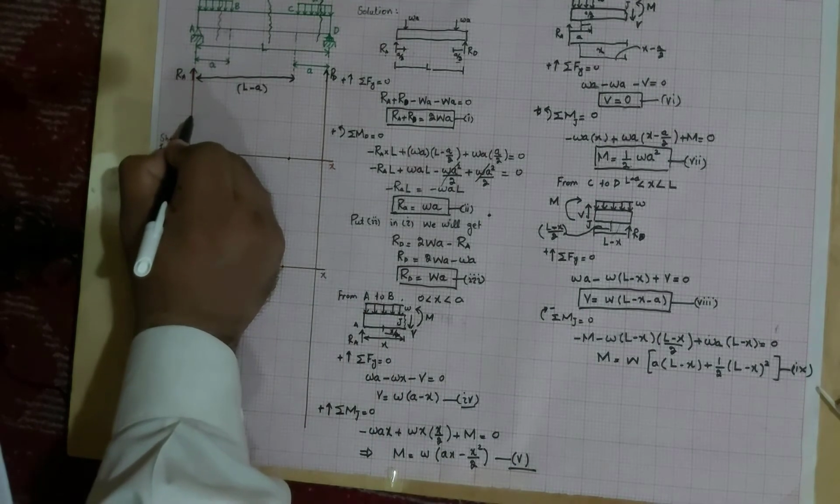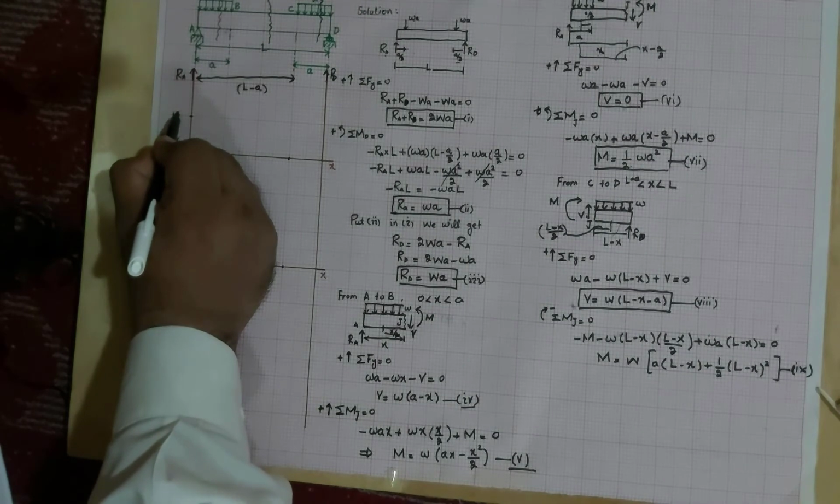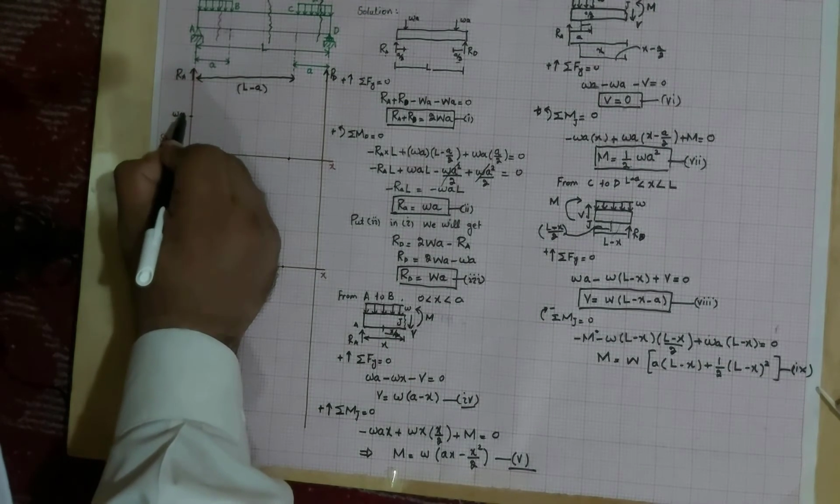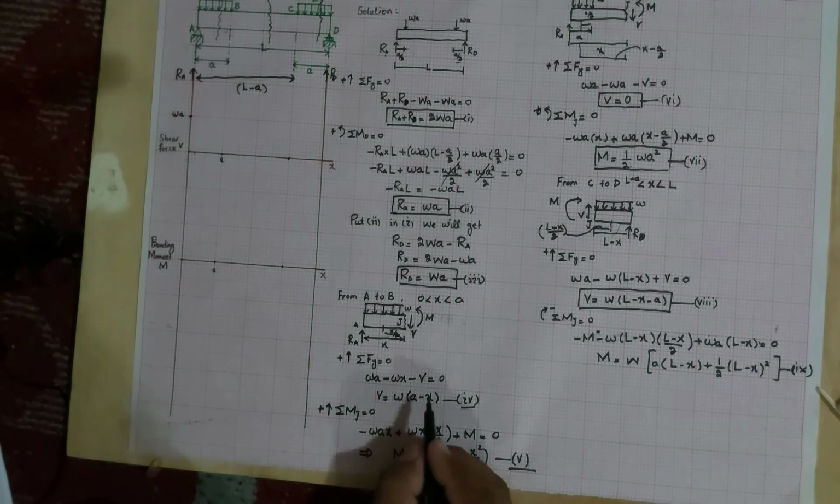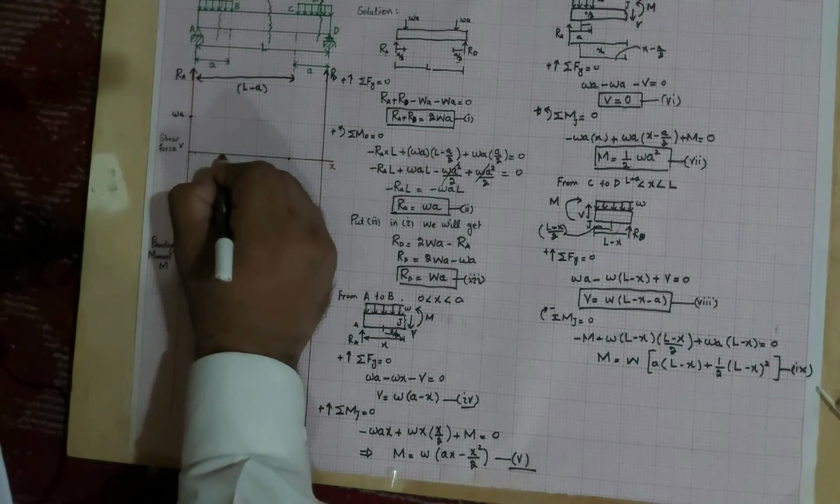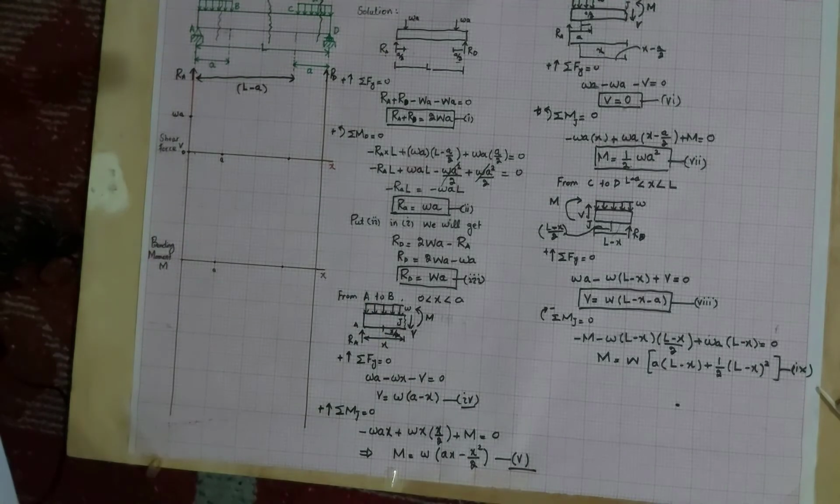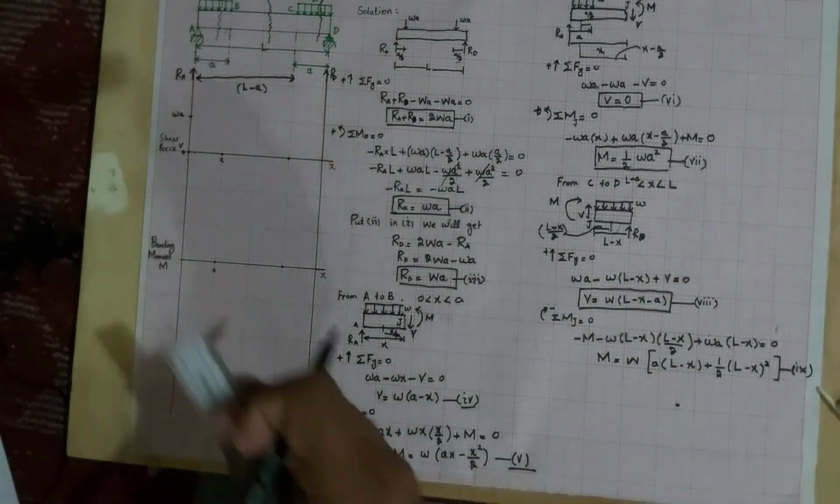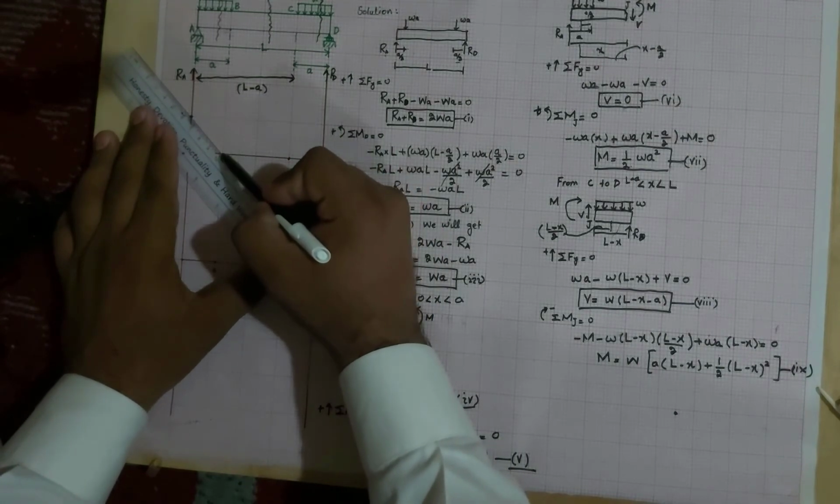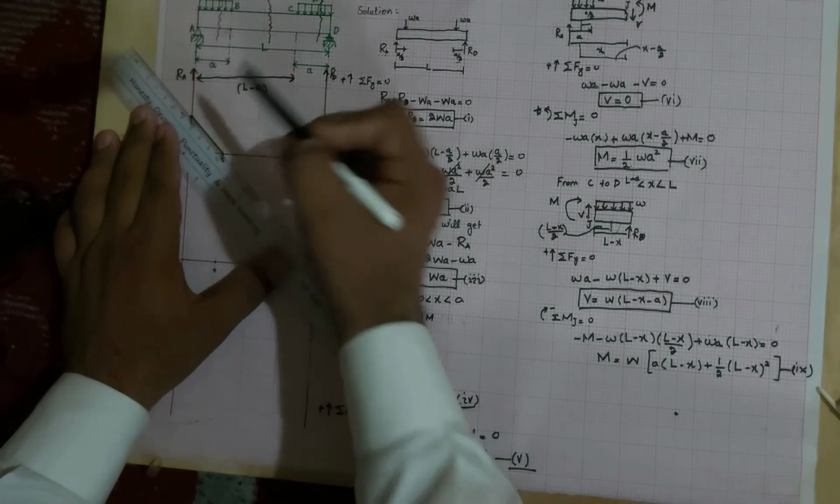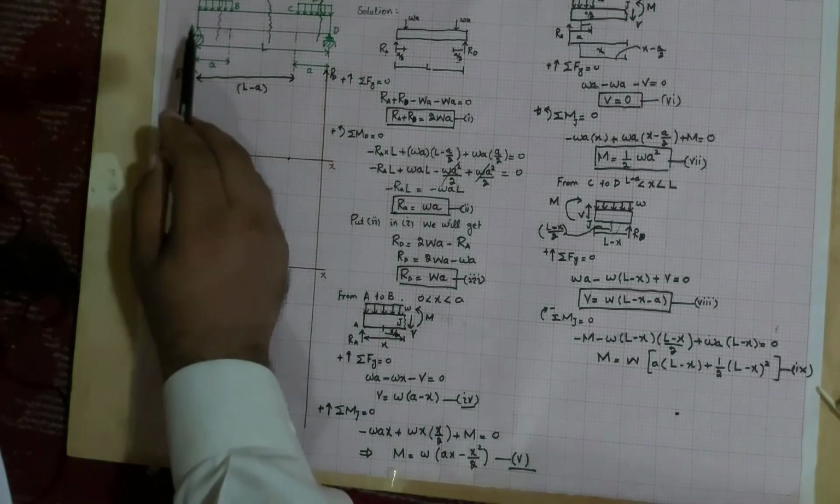If you have proper values, you can plot it correctly. Let this point be WA. So for x equal to 0, V is equal to WA, which is plotted over here. Now at x equal to A, V will become 0. So at this point the shear force will become 0. So we will join these two points. This is the region from A to B.